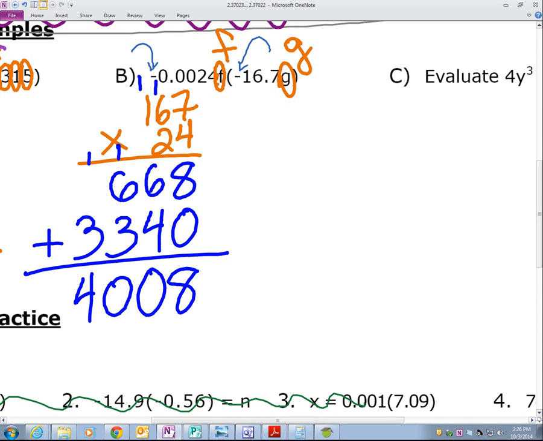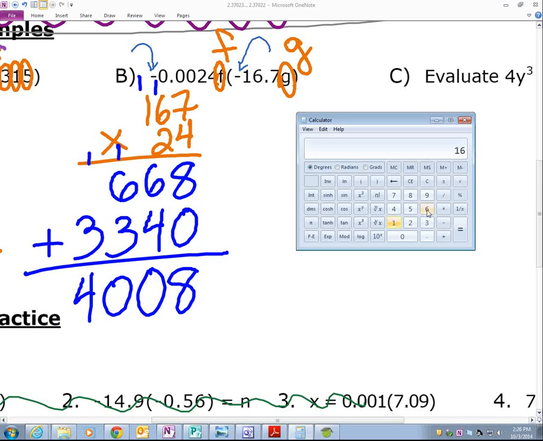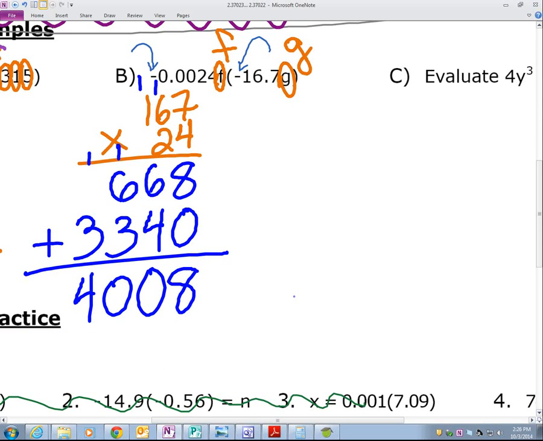All right. So we have 4,008. How many of you got that? Good. Okay, that is the correct answer. And if I were at home right now, that would be a point where I would check myself. 167 times 24 equals 4,008. Sheboygan, Wisconsin, we got it. Okay. So I'm going to write that down.